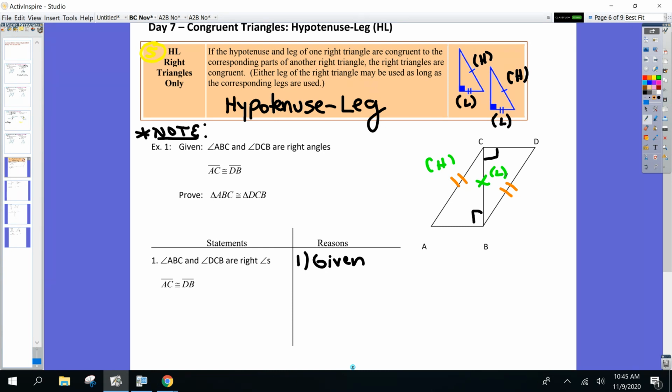All right, so what's got to go in my proof? I now know it's an HL proof. What else still needs to go in? Ellie, you told me the reflexive side, right? Yeah. Okay, so Ellie told us, hey, you got CB equal to itself. That's got to go in there. Reflexive.